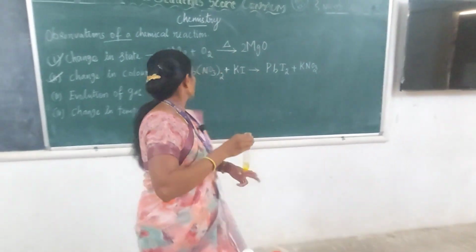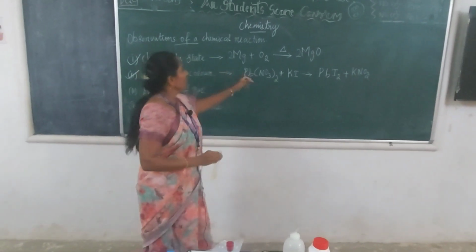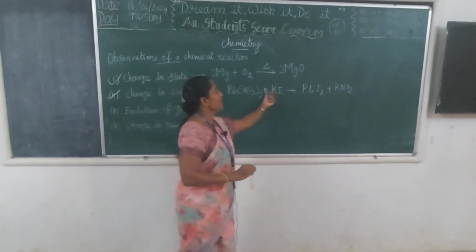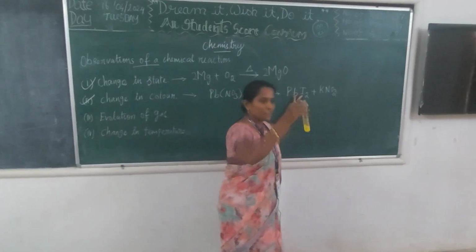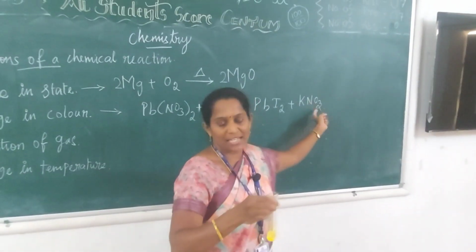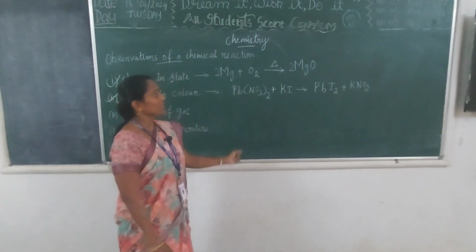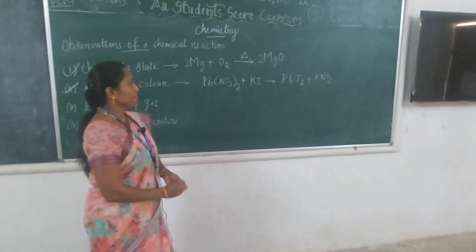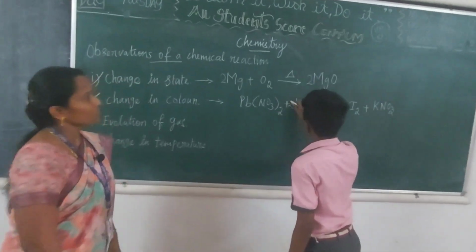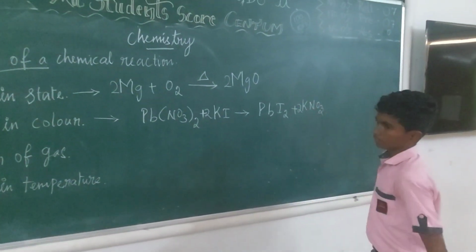Clear? Change in color. Lead nitrate reacts with potassium iodide. It forms yellow precipitate of lead iodide and potassium nitrate. Finished? Come on, balance this equation. Okay, good.